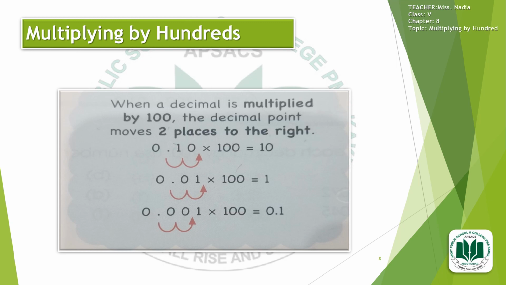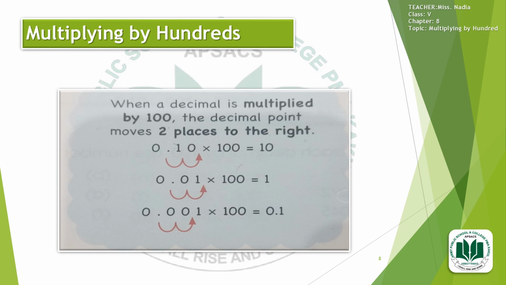Moving on to the next concept, when a decimal is multiplied by 100, move decimal point two places to the right. That is, 0.1 multiplied by 100 is 10. Look at this example. Here we have only one digit after decimal point and we have to move two places to the right. So we add a 0 at the end to move two places to the right.